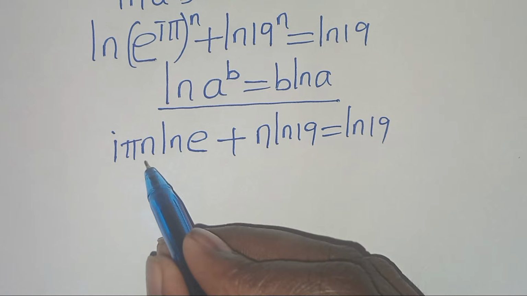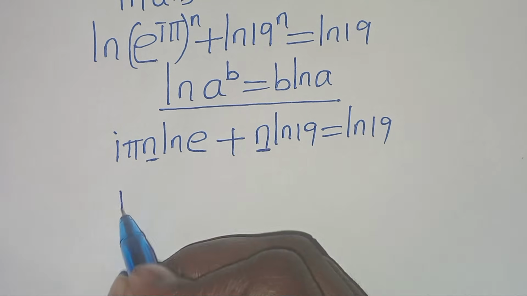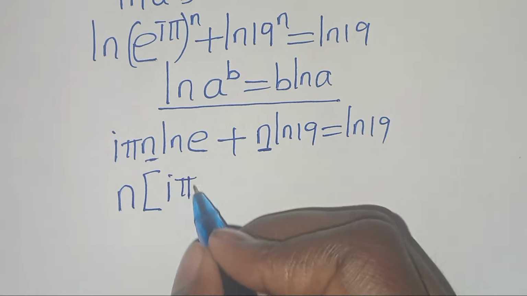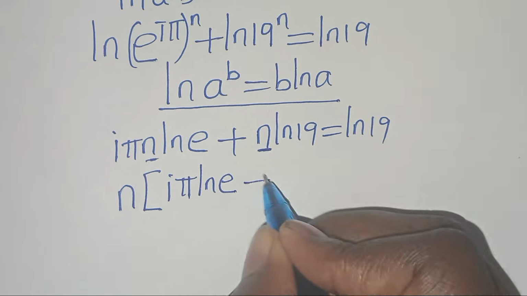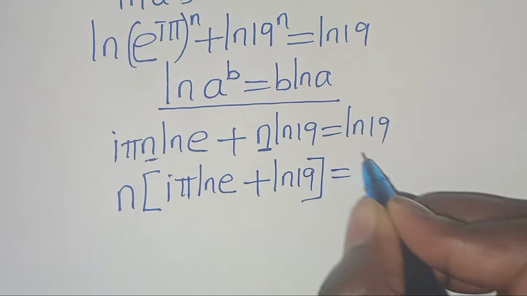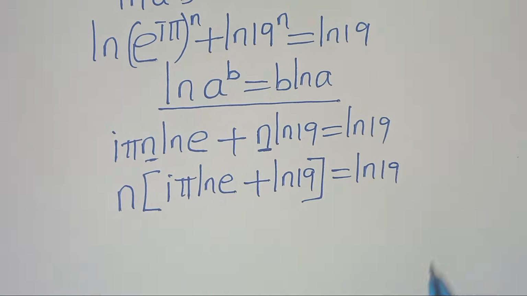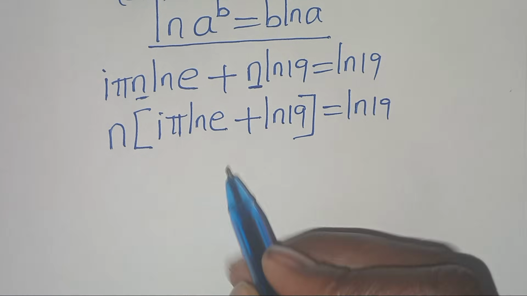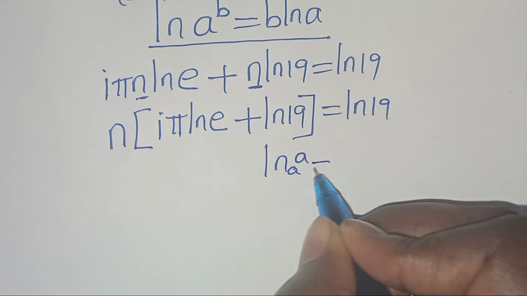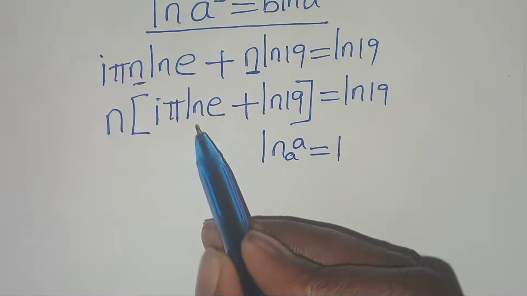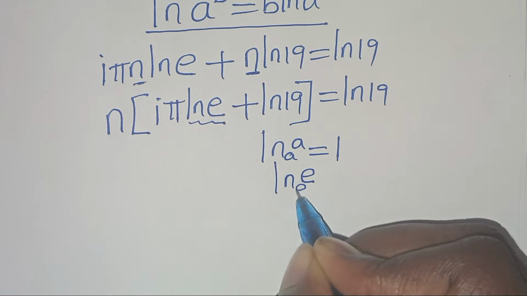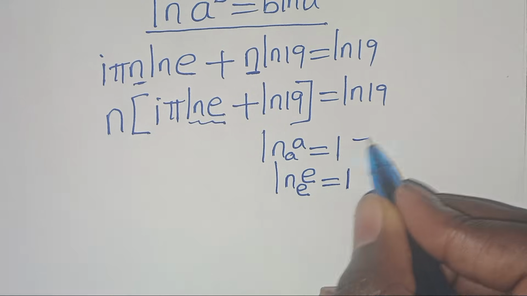And since n is common here, we can factor out n, so that now here we have n times (i pi ln of e plus ln of 19), equal to ln of 19. Now we have that ln of a to base a is the same thing as 1. So from here, we can deduce that ln of e to base e is the same thing as 1.